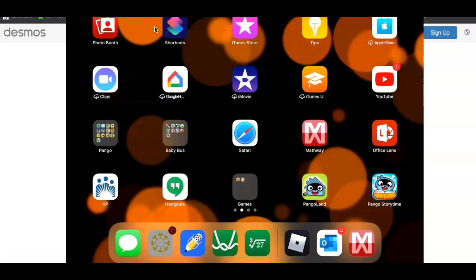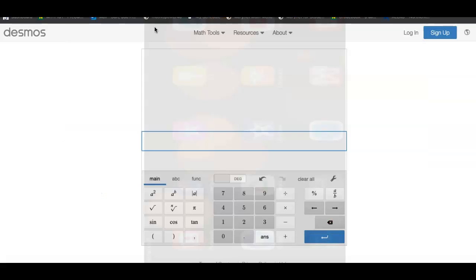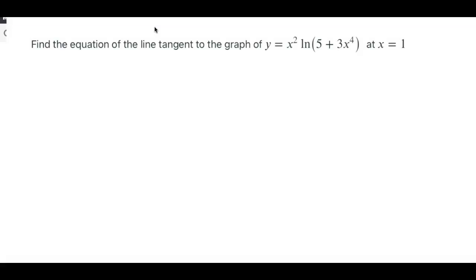In this video, I'm going to go over how to do the 2.3 daily problem for my Applied Calculus 1 students. Find the equation of the tangent line to the graph of y equals x squared times natural log of 5 plus 3x to the fourth power at x equals 1.